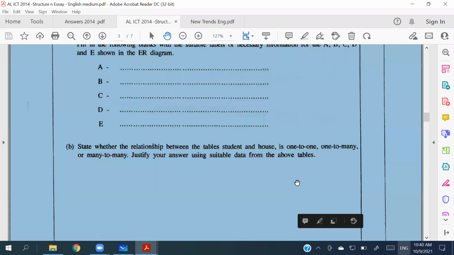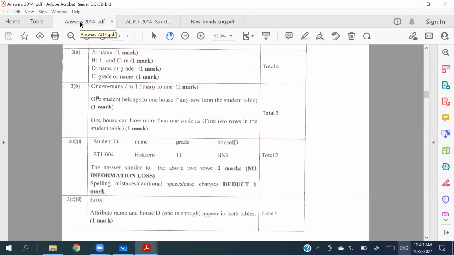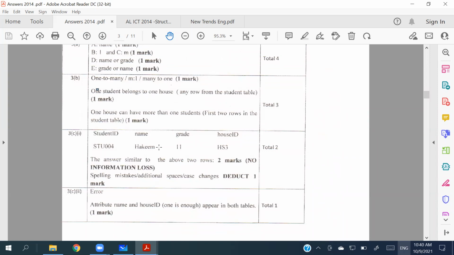So house ID HS3 has only 1 entry, which is this. So this output should come with these particular headers, right? So your answer should be like this. It's better if you put it in a table structure. Student ID STU004, name Hakim, grade 11, house ID HS3. Right?